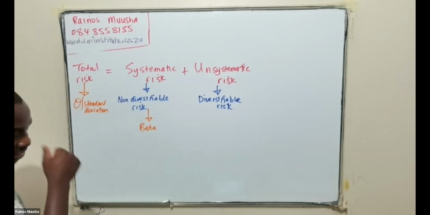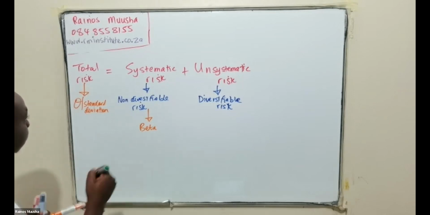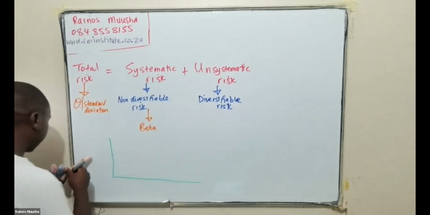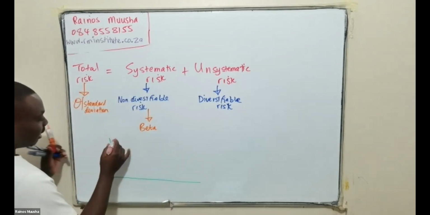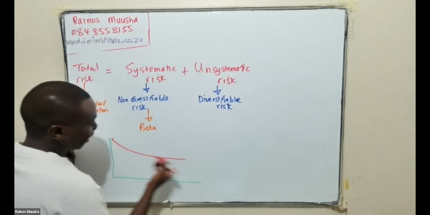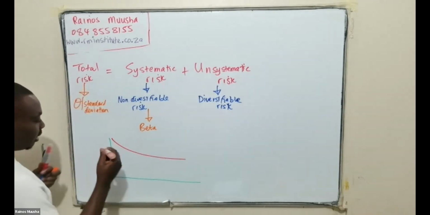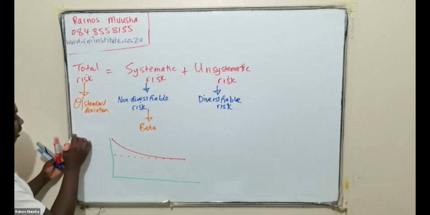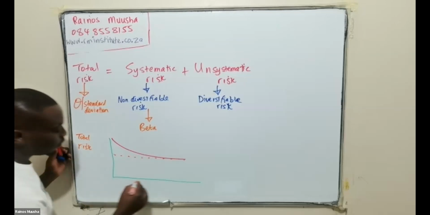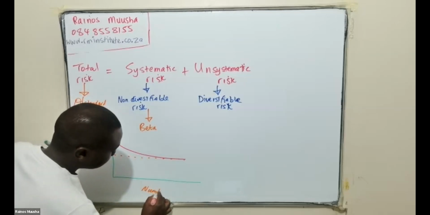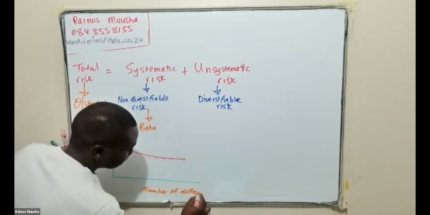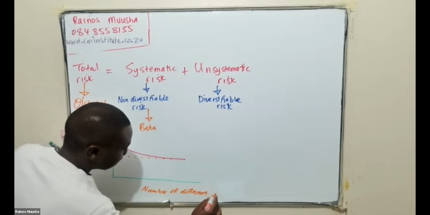When you look at the relationship between these different risks, we can also present it diagrammatically as something like this, where we look at the amount of risk, the total risk of the organization, and then we also look at the number of different securities.